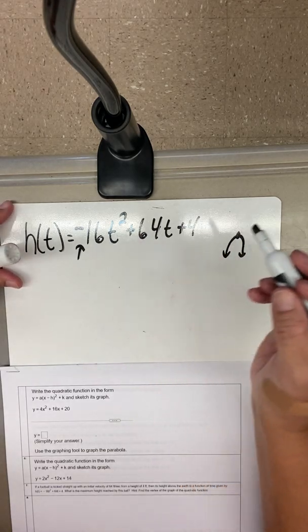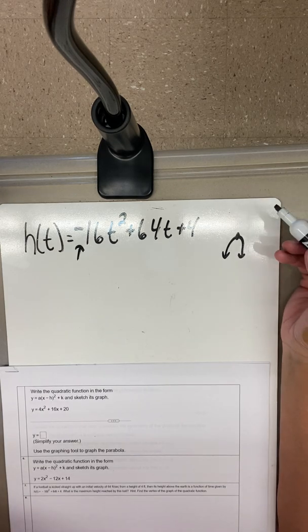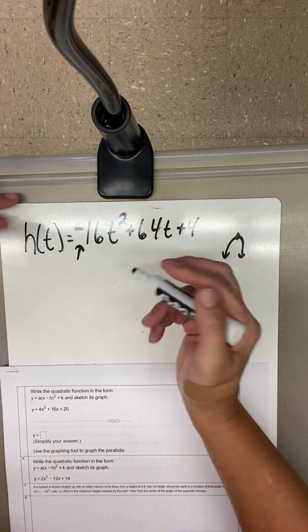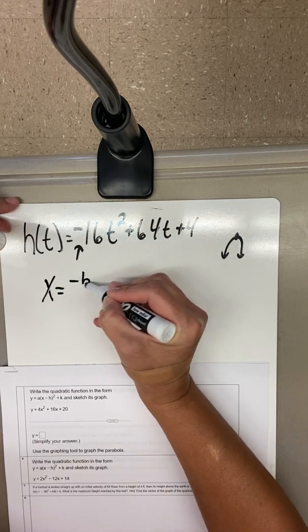So before you can find the y value of the vertex, you got to find the x. Now, some of you may be thinking, well, there's no x or y in this problem. Well, t is taking x's place. H of t still stands for y. So I'm just going to keep with x right here, even though it's a t. We're using negative b over 2a.